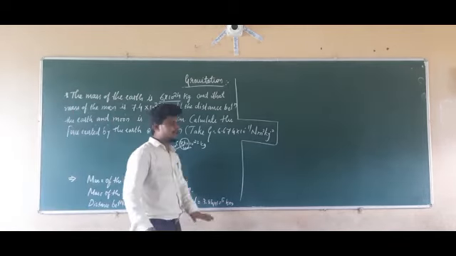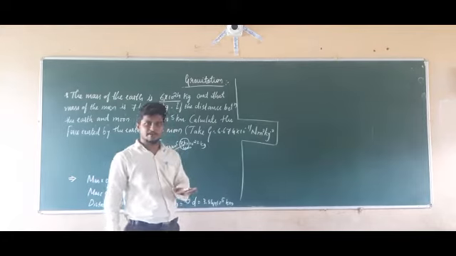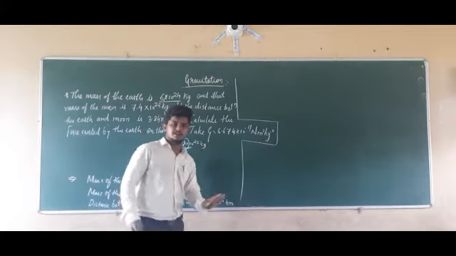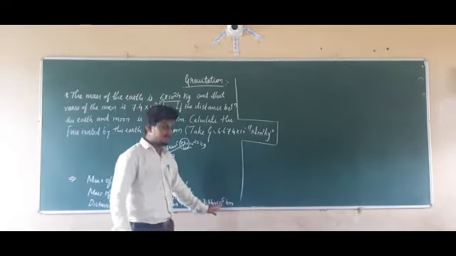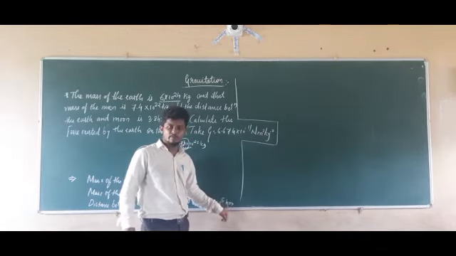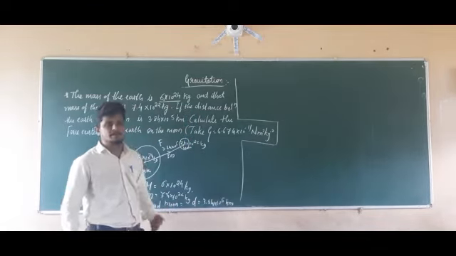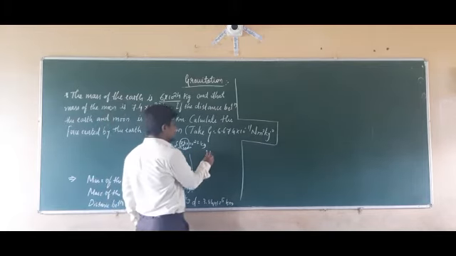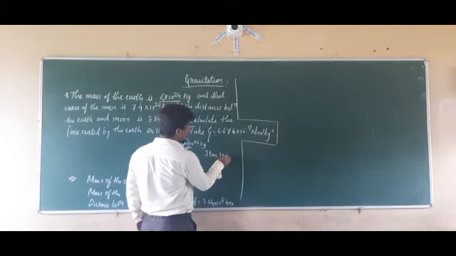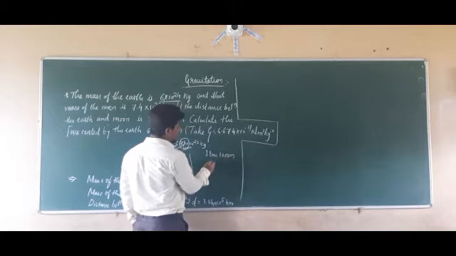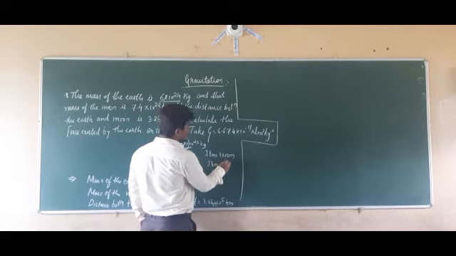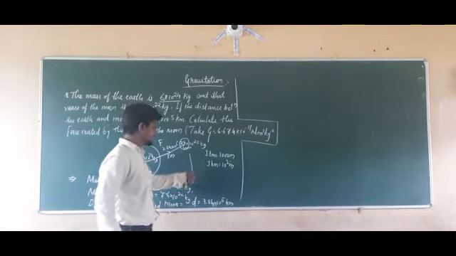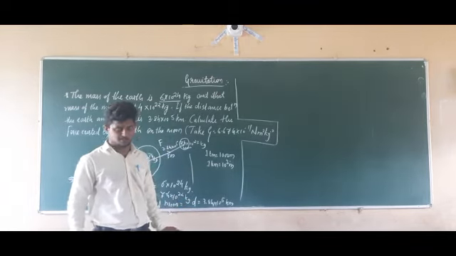We already know that distance should be in meters only. In case of motion and in case of force, we should take the distance in meters. If you check the problem statement, the distance is given in kilometers, so we have to convert kilometers into meters. We already know that 1 kilometer is equal to 1000 meters, which can be written as 1 kilometer equal to 10 raised to 3 meters, since 10 cube is equal to 1000 only.